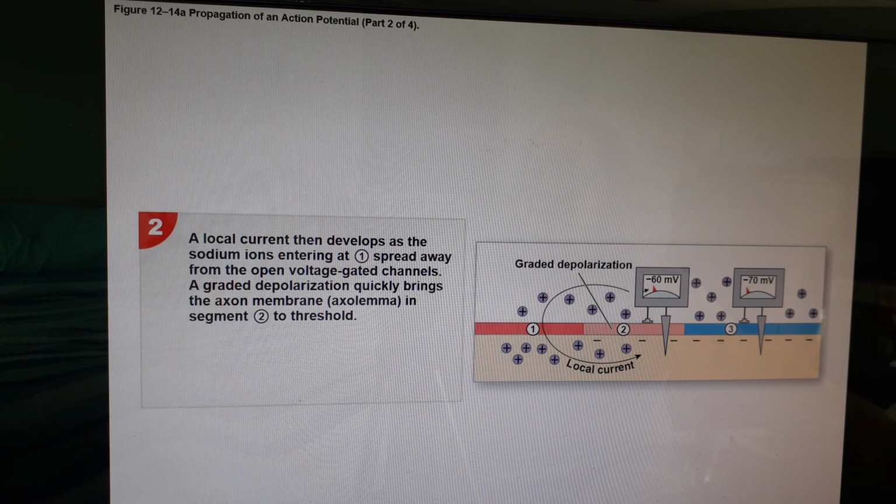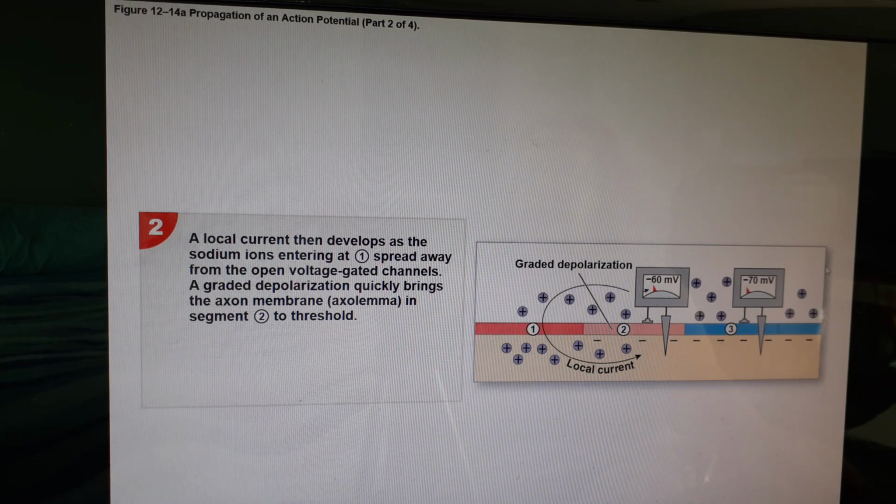We get first our graded depolarizations to -60, and then we start to get a new action potential here because we're going to open up voltage-gated channels here. Notice this part's still at -70. It can't go backwards because even if it were to start to try to open sodium channels, they're still open over here. So it can only go this direction.